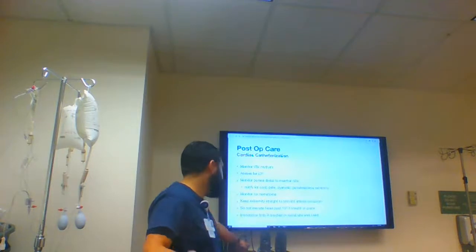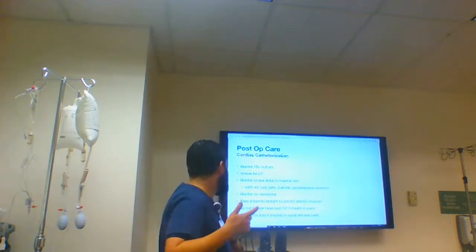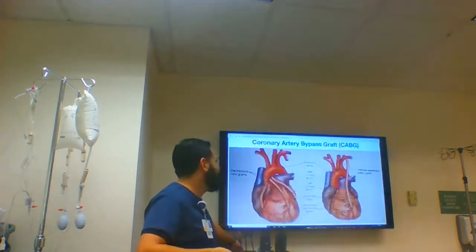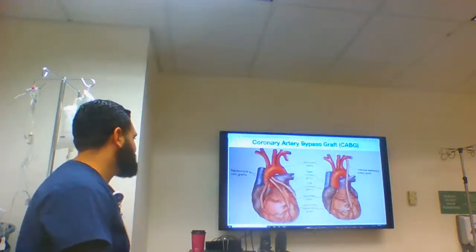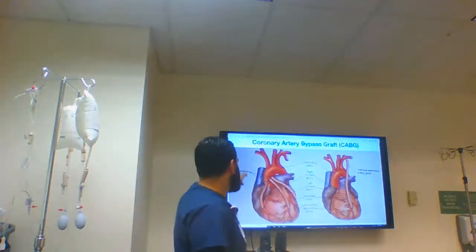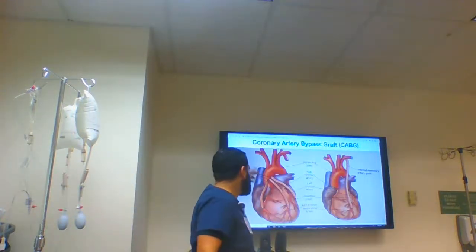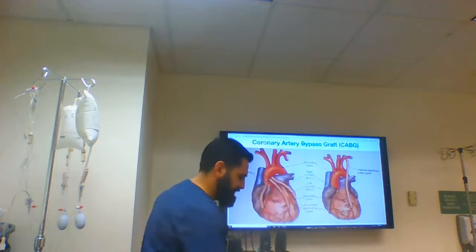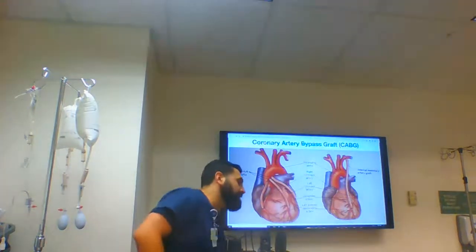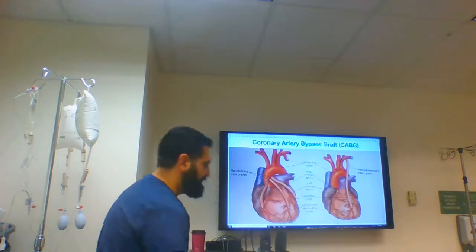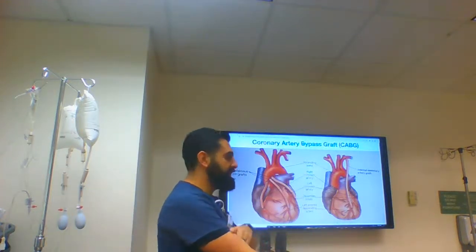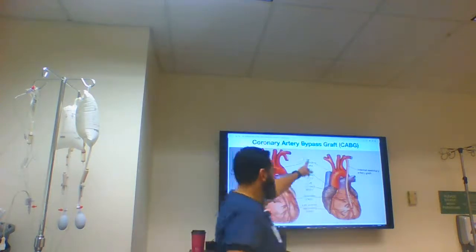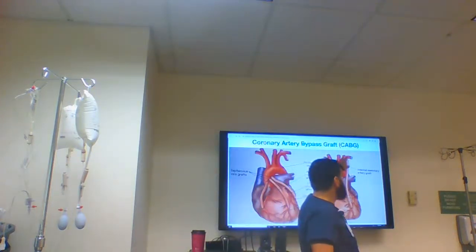So what if we can't do a PCI on you, or we can't stent you? Then you're going to go get a CABG, right? Coronary artery bypass graft. And right here we have how it kind of looks. They'll harvest your veins from your legs, your great saphenous vein that we have here. We have two of them, and if that's not enough to do these bypasses, then the doctor will take your radial artery.